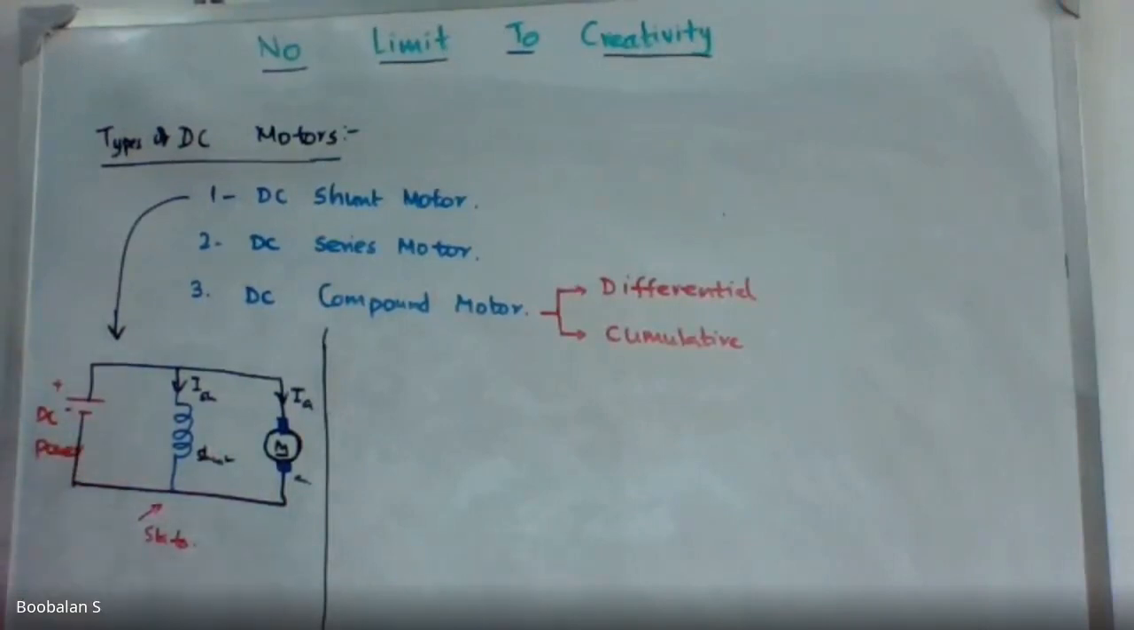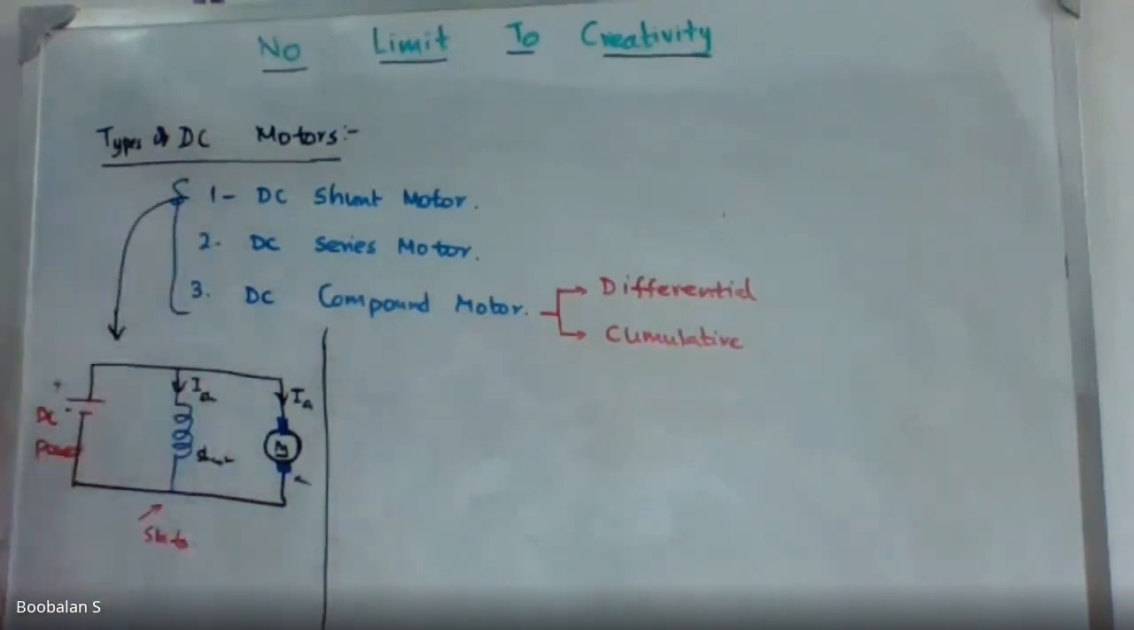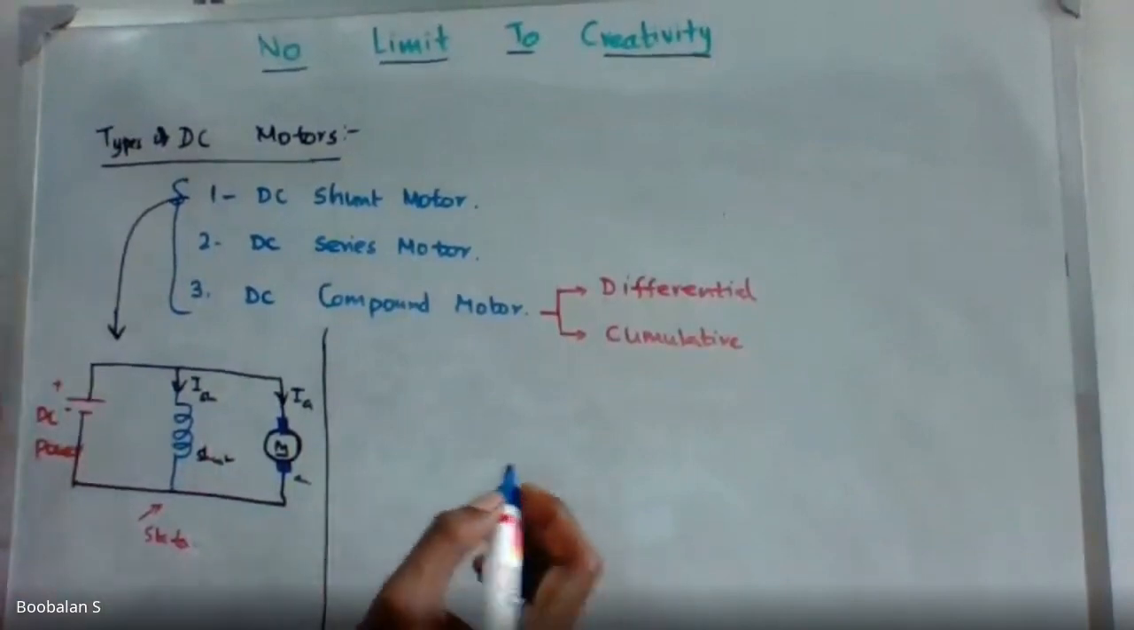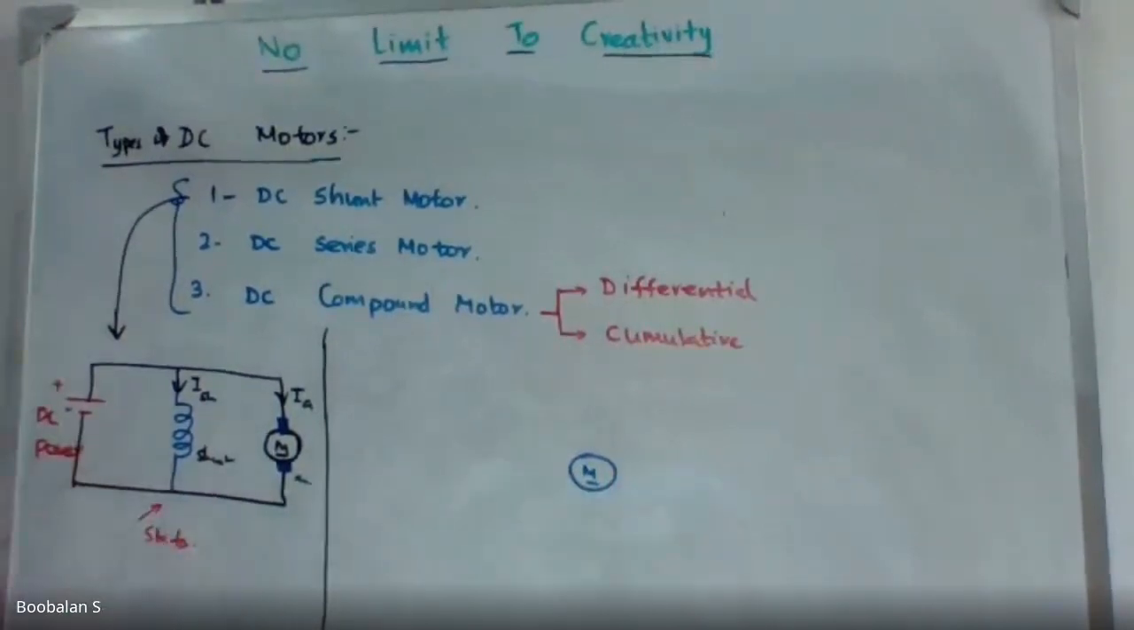Now we'll have one more configuration. It's based upon field configuration only. We'll have different types of DC motors based upon field configuration. I'm having one more configuration. So this is my motor, and this is my rotating part.